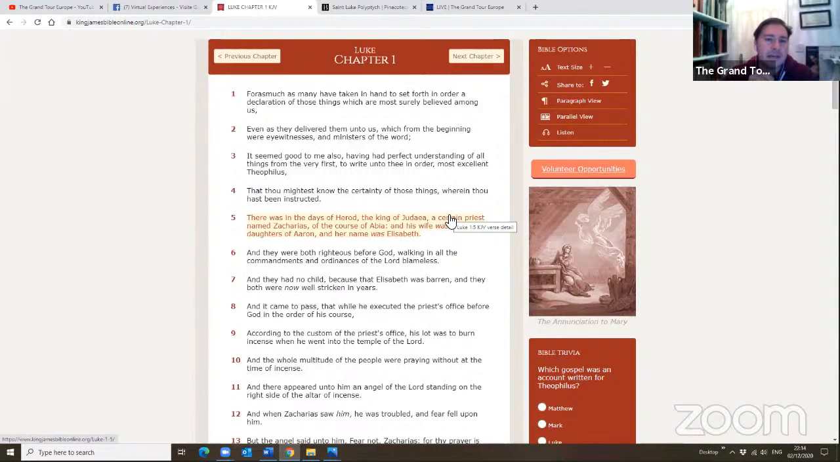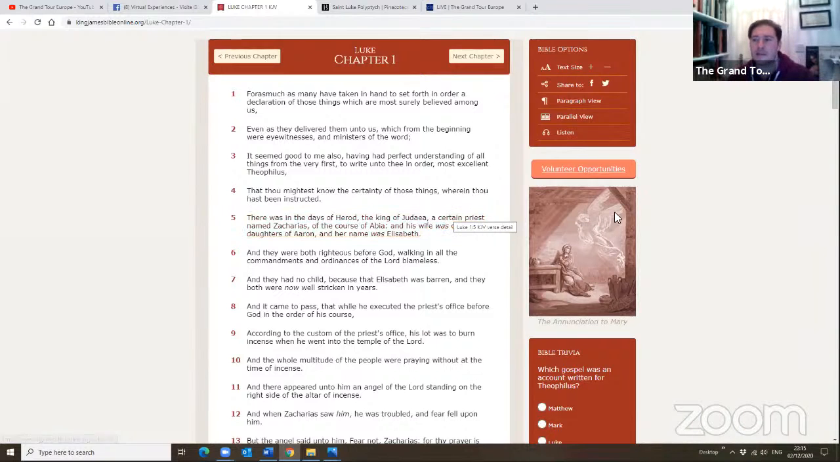For as much as many have taken in hand to set forth in order a declaration of those things which are most surely believed among us, even as they delivered them unto us, which from the beginning were eyewitnesses and ministers of the word, it seemed good to me also, having had perfect understanding of all things from the very first, to write unto thee in order, most excellent Theophilus, that thou mightest know the certainty of those things wherein thou hast been instructed.